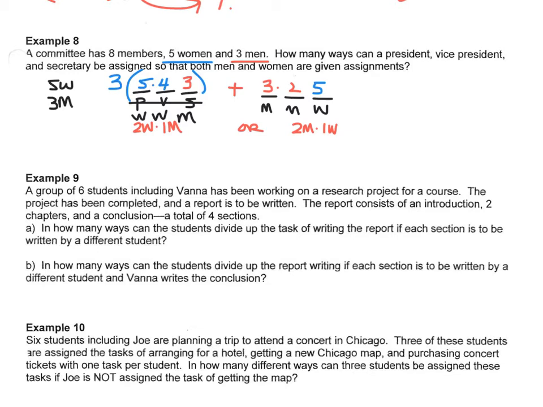Same over here. You could have a mixture of where the woman's going to be. So we're going to say there could also be 3 ways that goes too. And when we multiply all this together, we get 180 and we get 90. And since we're adding here, because we could have this with 2 women or 2 men, we get a total of 270.